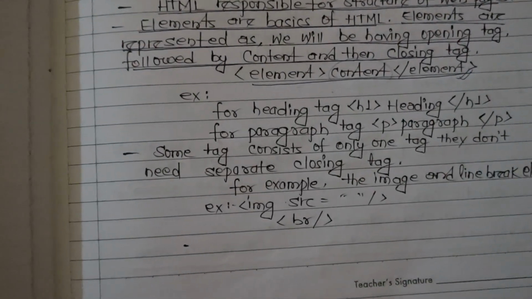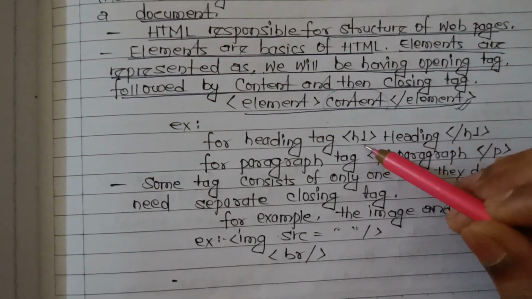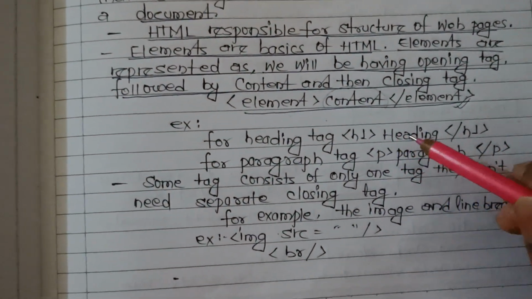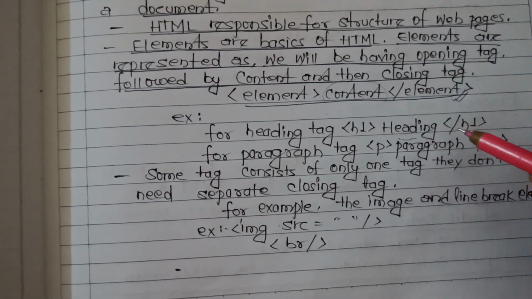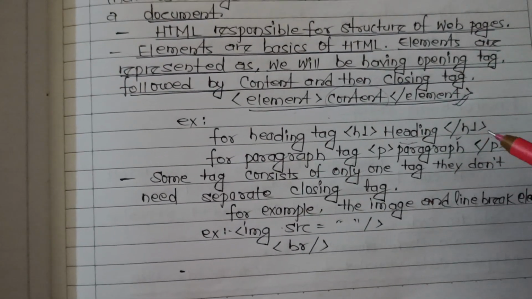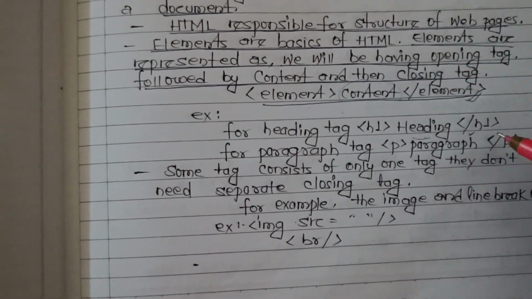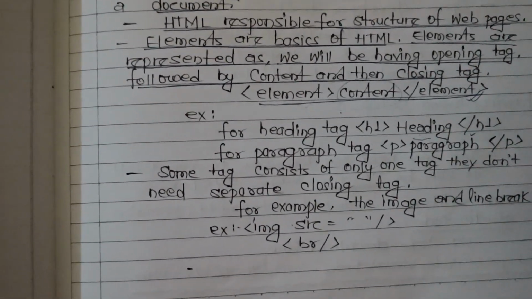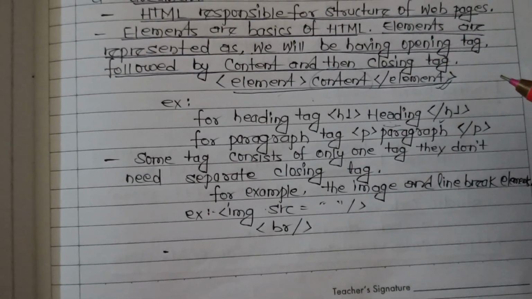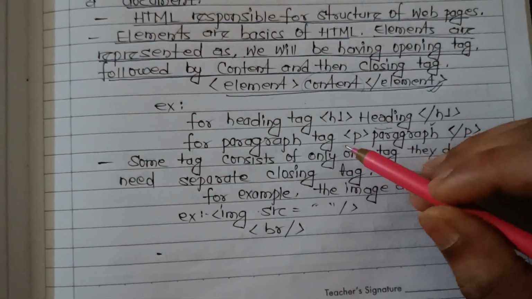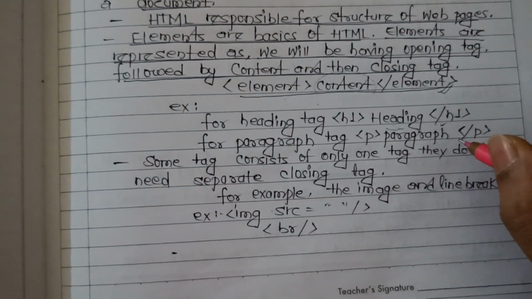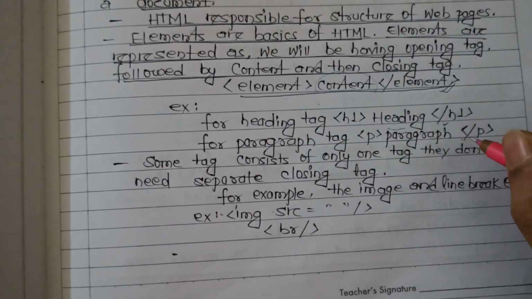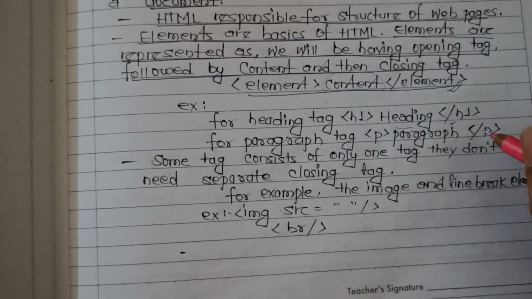Example for the heading tag, just like h1 heading, you can put any content in this heading, right? And this is an ending tag. /h1 represents the ending tag of the header. For the paragraph tag we have p, and this is also an ending tag that is represented as /p, right?